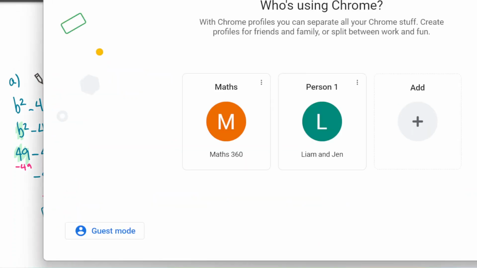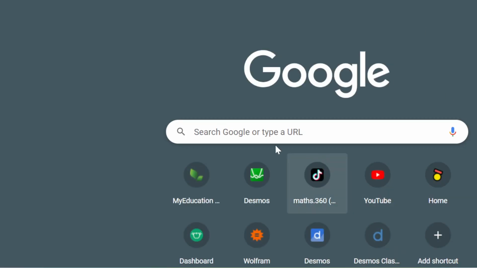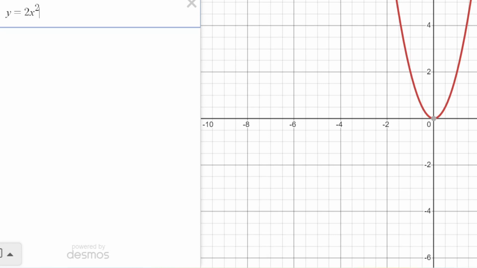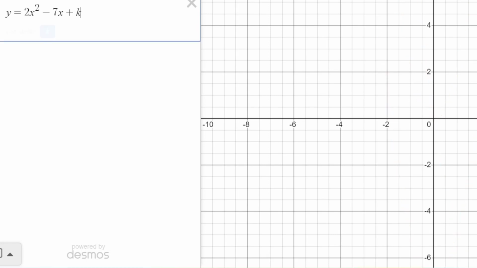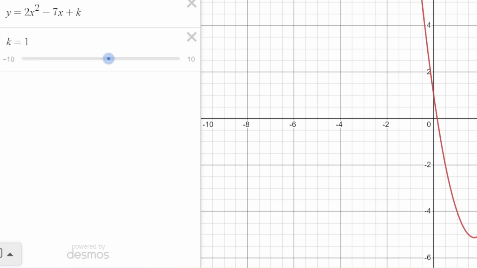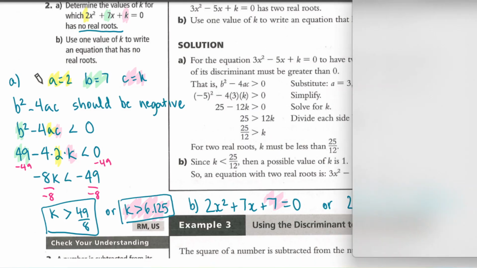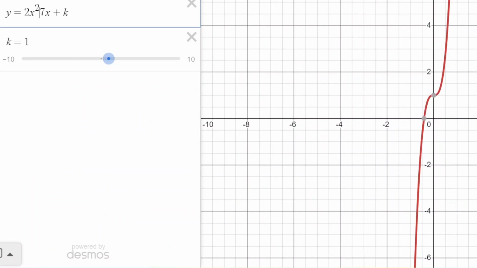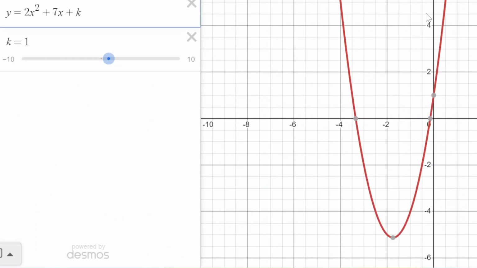I just want to quickly show you on Desmos what that would look like. Y equals 2x squared plus 7x plus k, and we're going to add a slider k. Just going to make sure I have the equation right. 2x squared plus 7x. So when I look at a graph of this, the solutions are right here, right? So we have two solutions at the moment because they're where this equation equals 0.